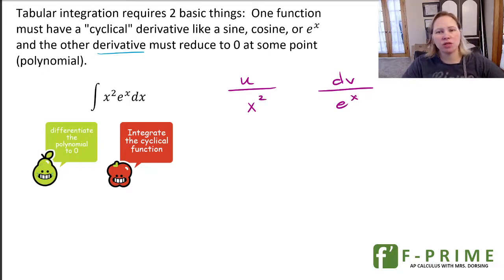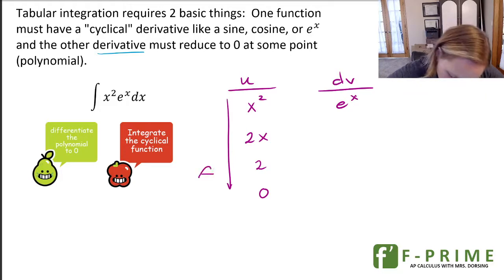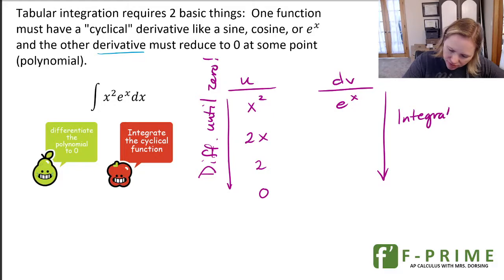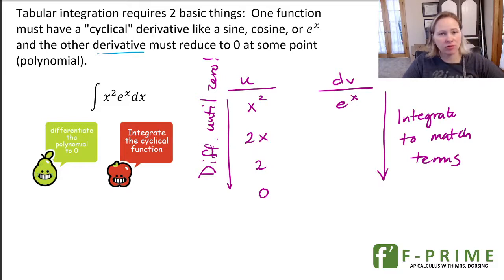We call it tabular integration because it involves organizing your integrals and your derivatives in a table format. That's what tabular means. So now I'm going to take the derivative of u until I can take it no more. So 2x, 2, and then 0. I'm going to differentiate until I get to 0. Now, this one I'm going to do second, and I'm going to integrate it until I have just as many terms to match. So I need to do it 3 times: e to the x, e to the x, e to the x.